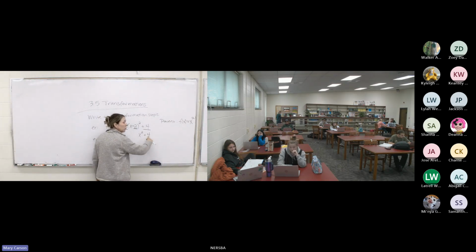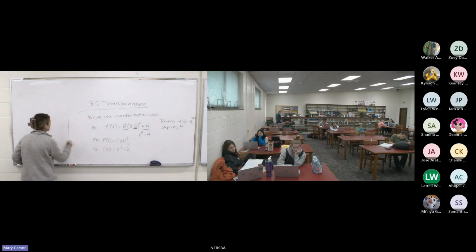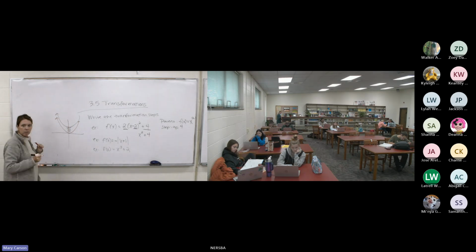If you're doing +4, that means you go up 4. So the first step, this +4, means we're moving it up 4. Imagine here's our regular parent function, let's do this in red. When we do the +4, we're moving it up 4. It's the same function, but we just move it up. Does that make sense? All right, what's our next step?